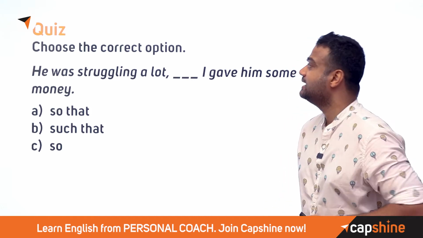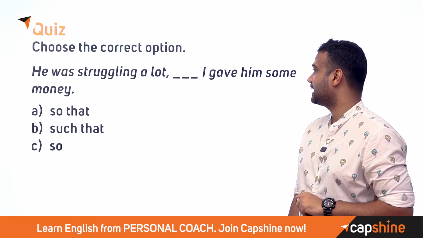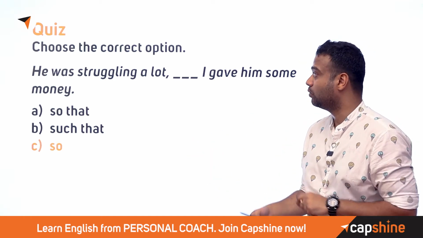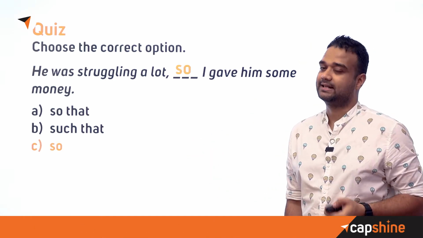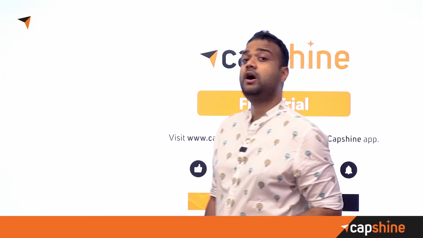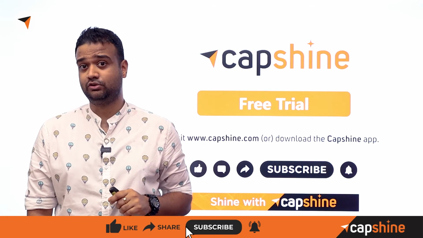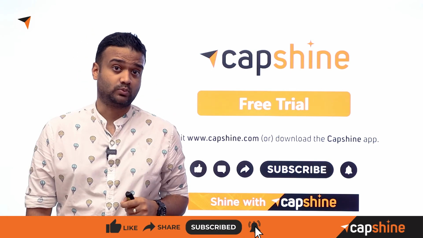And finally, he was struggling a lot, blank, I gave him some money. Of course, it has to be so, I gave him some money. Provides an explanation. I hope you found that video informative and I hope you learned this. Make sure you use this in your day-to-day usage while writing or speaking as well.